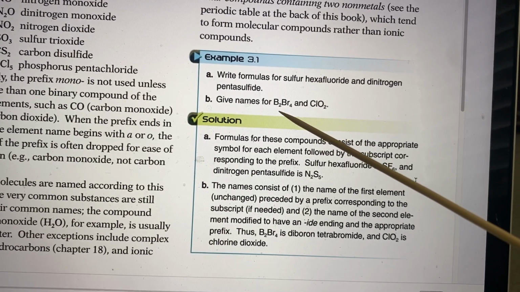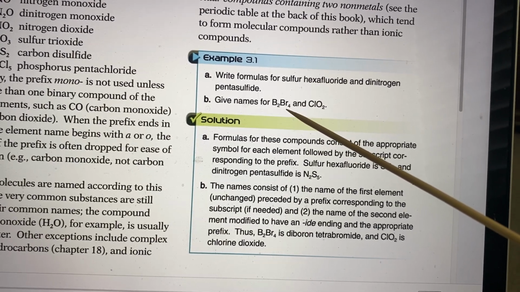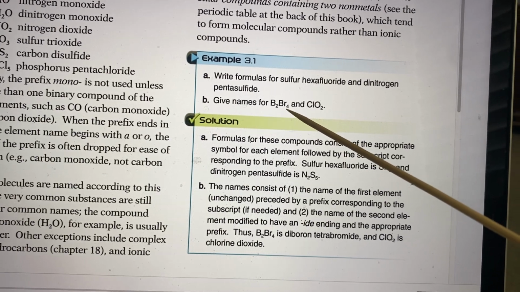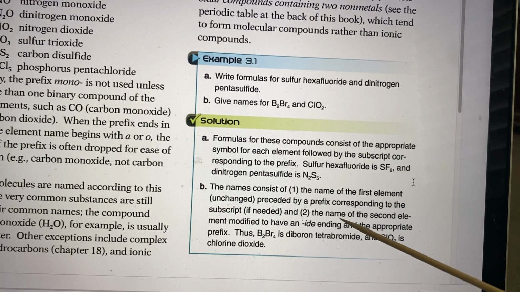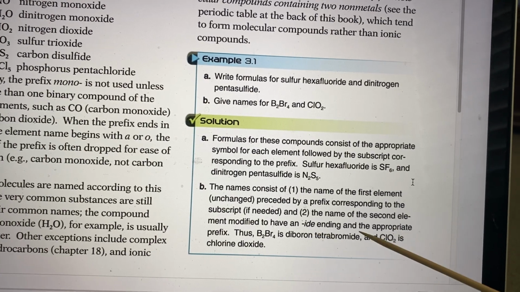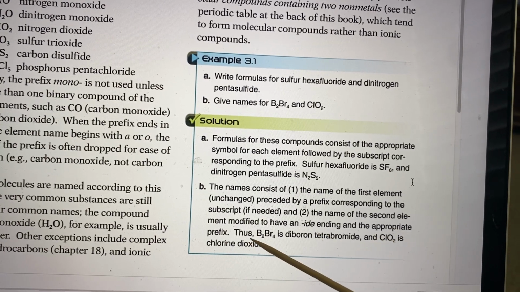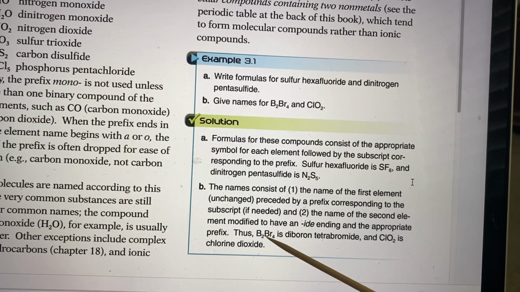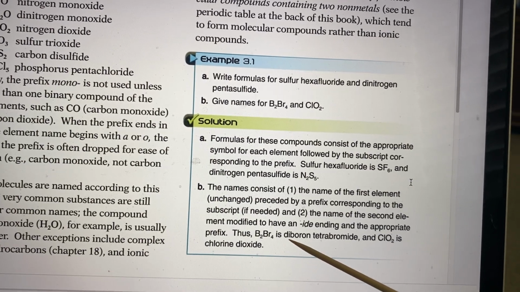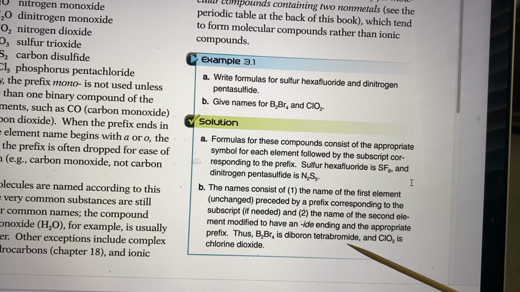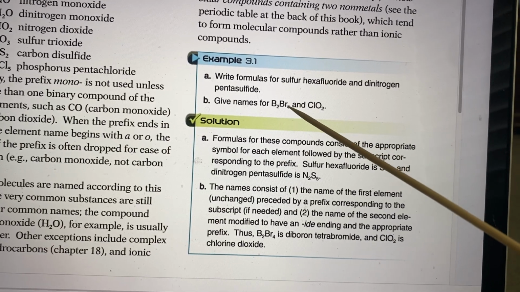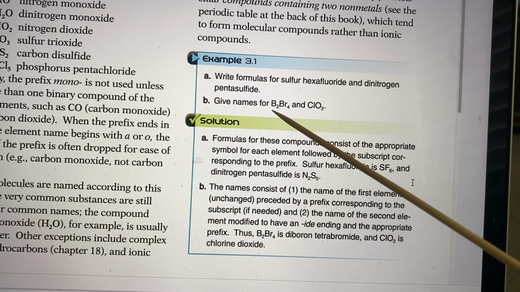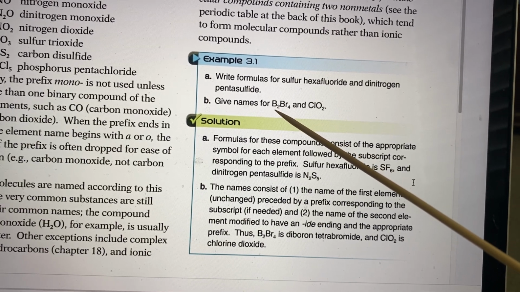So diboron, and then the next is bromine, and we're going to have an -ide. The name of the second element is to have -ide and the appropriate prefix. So thus we have B2Br4 is diboron tetrabromide. Tetra meaning 4. 4 bromides and 2 borons.